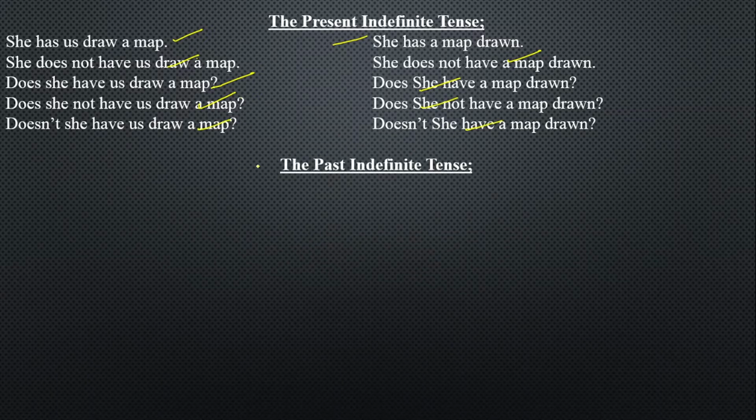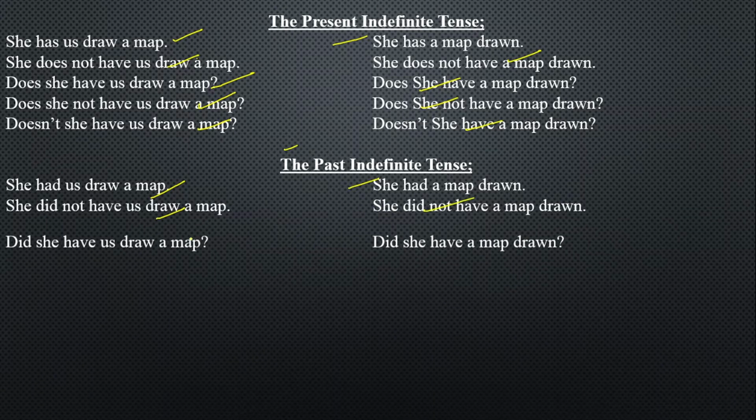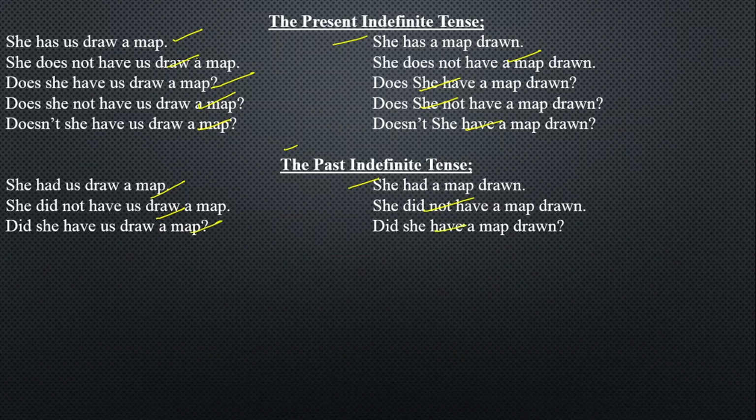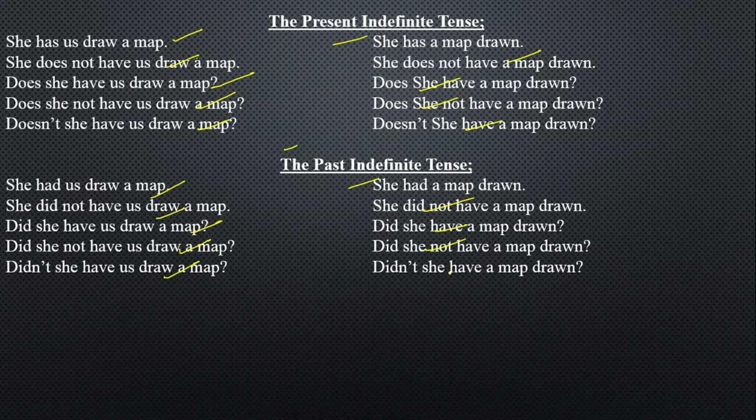The past indefinite tense, she had us draw a map, she had a map drawn. She did not have us draw a map, she did not have a map drawn. Did she have us draw a map? Did she have a map drawn? Did she not have us draw a map? Did she not have a map drawn? Didn't she have us draw a map? Didn't she have a map drawn?